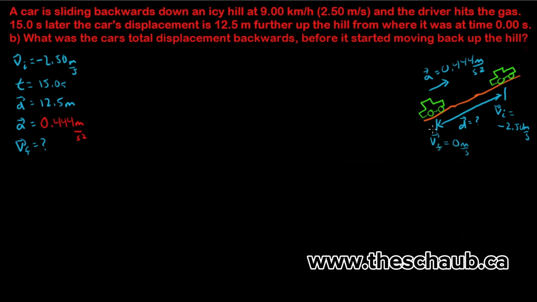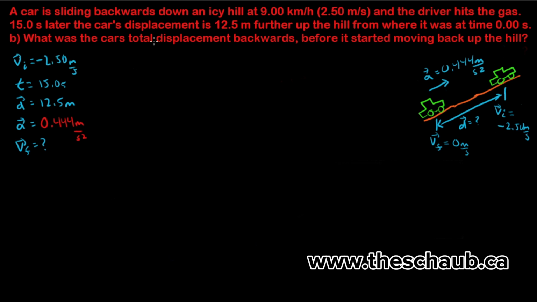At that point, the car starts moving back up the hill. But our question ends once we hit this velocity final of 0 meters per second, because we're trying to find the displacement backwards from when the car starts sliding backwards to when the car stops sliding backwards. Now we need to adjust our variables accordingly.